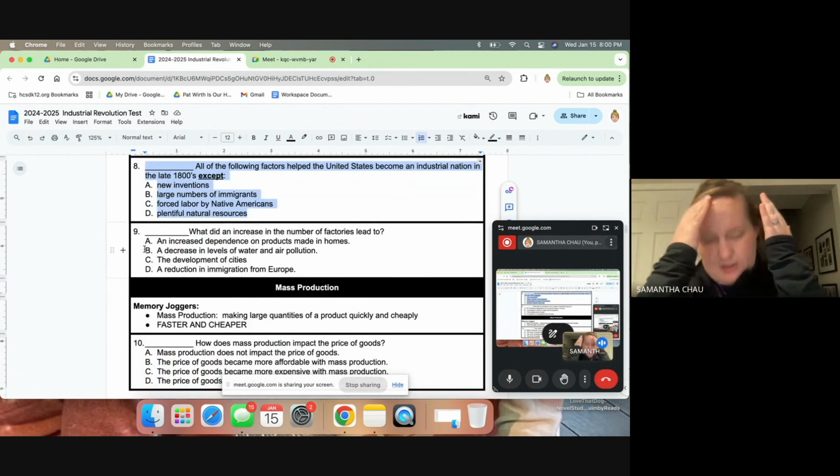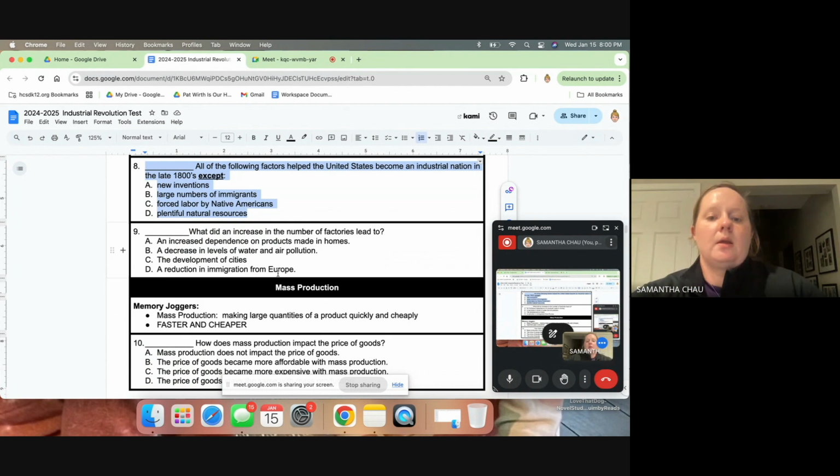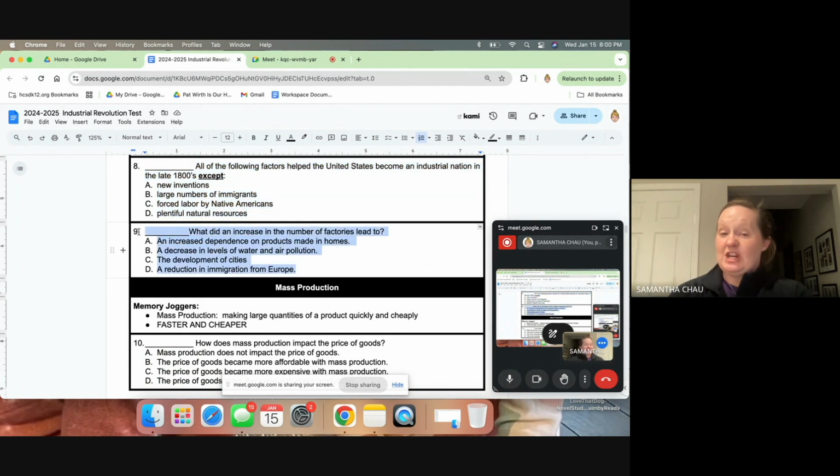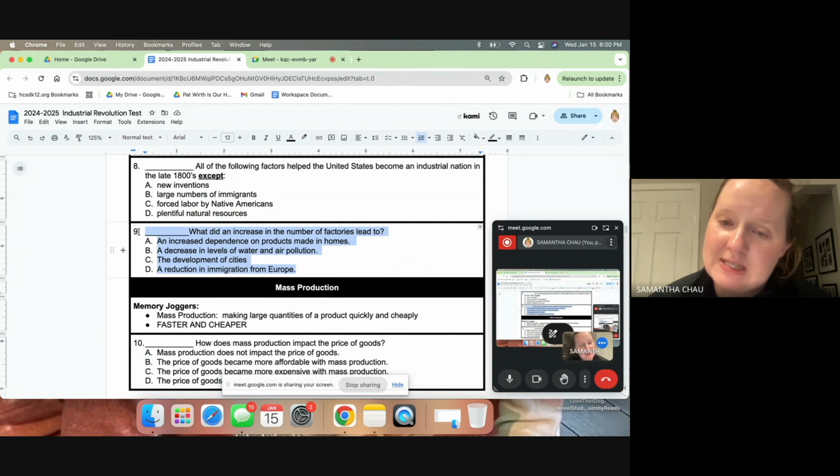Here we go. Number 9. What did an increase in the number of factories lead to? An increased dependence on products made in homes, a decrease in levels of water and air pollution, the development of cities, a reduction in immigration from Europe.